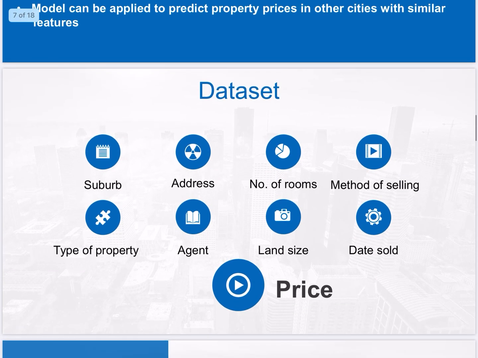Let's look into the dataset. There are 20 attributes in the original dataset. I only chose some important ones to show here. Some attributes are related to the location, such as suburb, address, and the region name. Some are related to the property itself, like the type of property, the number of rooms, and the land size. Some are related to the purchase of that house, such as the method of selling, who the agent is, and the day it was sold. Our target is to predict the price.